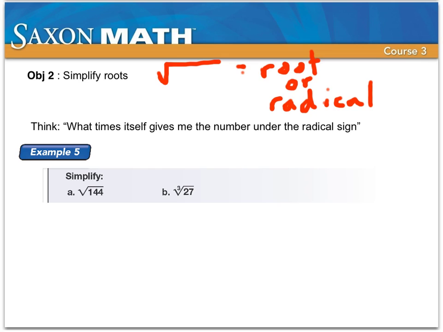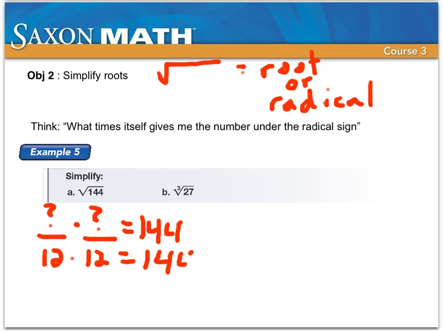When you want to simplify a root, you have to think what number times itself, however many times the root tells me, gives me the number under the radical sign. The radical sign is the sign that looks like this one right here. So for part A, there's no number here, so that means I'm taking something times itself just twice. I want to know what times itself equals 144. Well, 12 times 12 is 144. So the square root of 144 is just 12.